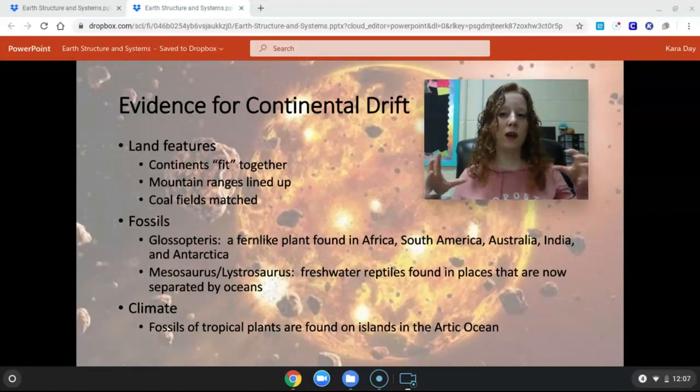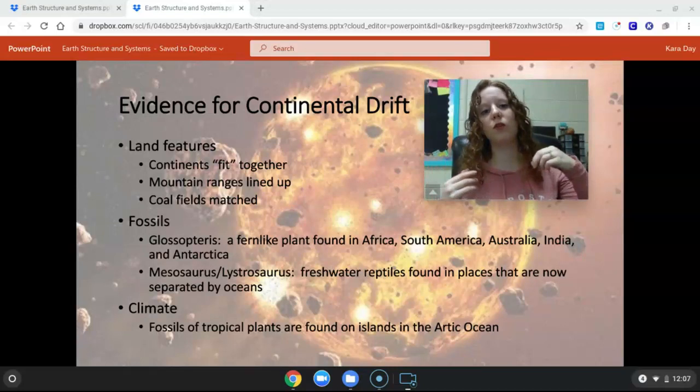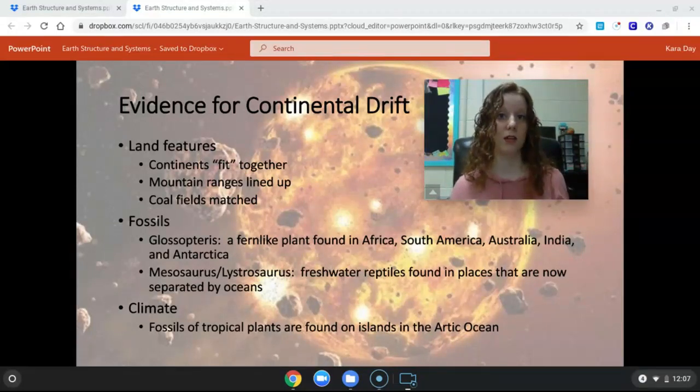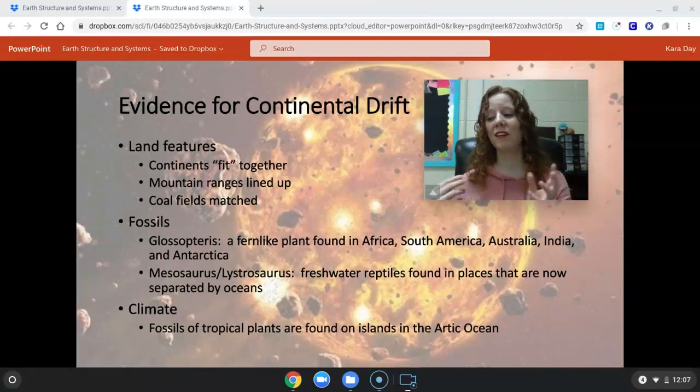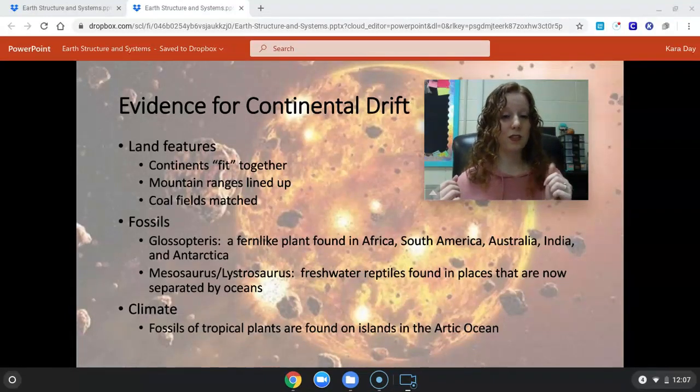So when you fit all the puzzle pieces together, you notice some mountain ranges end up lining up through the different continents. You notice that coal fields in South America mirror where they would be connected to Africa. They're in that same kind of locale.